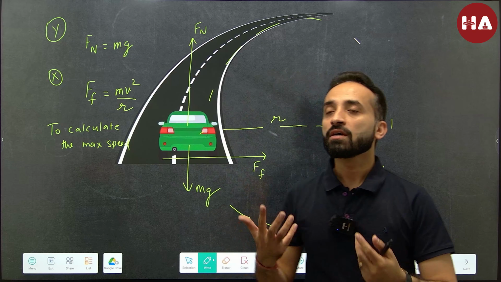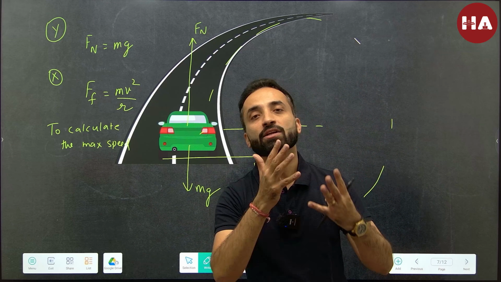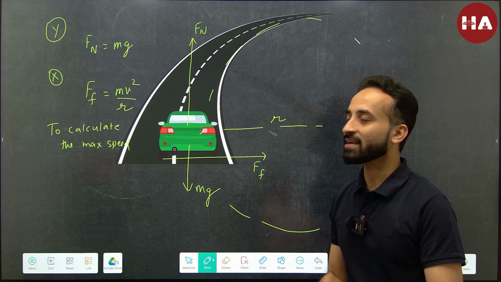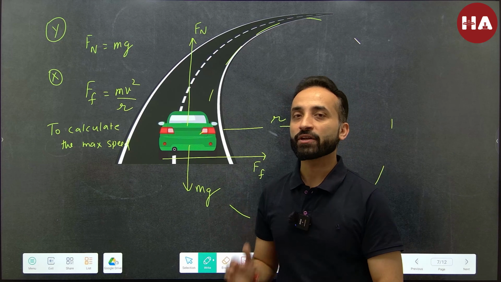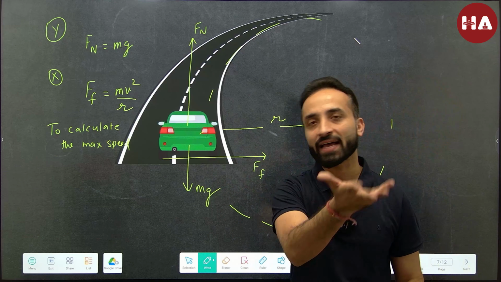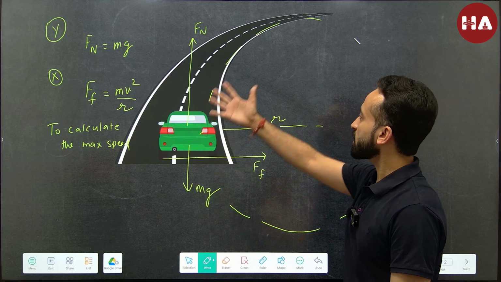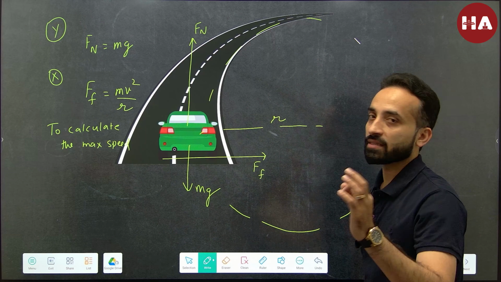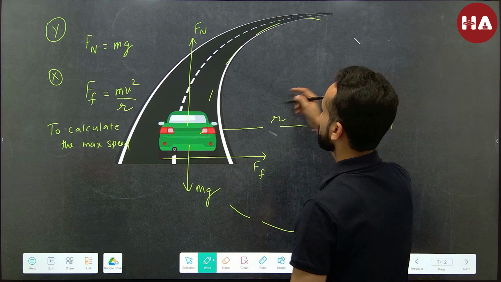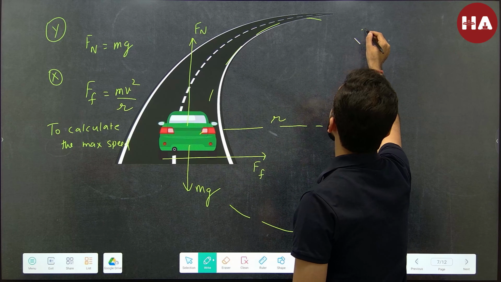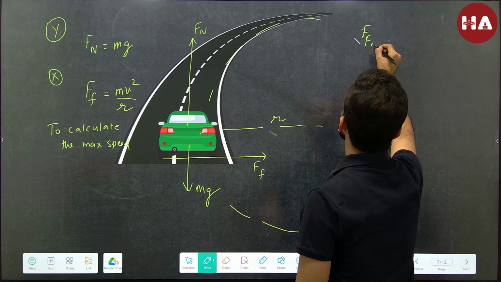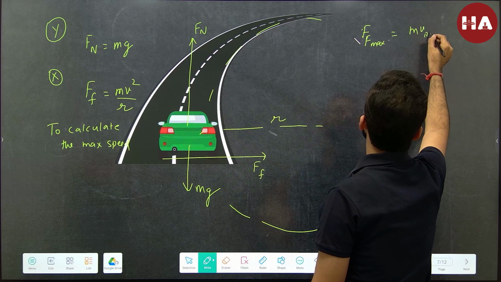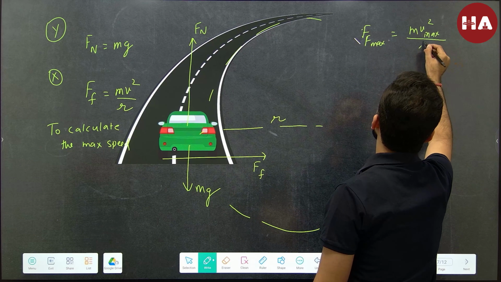Why? Because friction, that is the provider of centripetal force here, has a limit. I hope you know that. Friction has a limit. Friction cannot go beyond a certain value. So if you want to take the turn at higher speed, you need more friction. But then what is the limit? So that's, let's say, the maximum value of friction, that is equal to m v maximum square over r, isn't it?